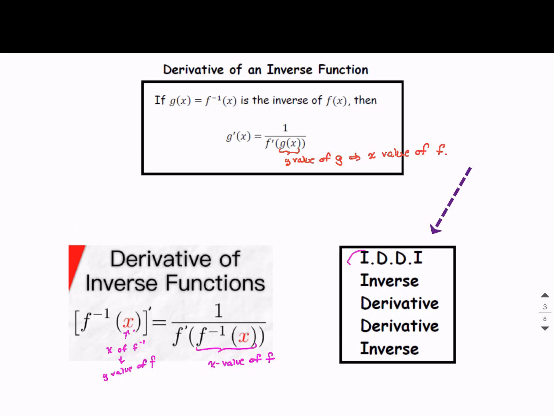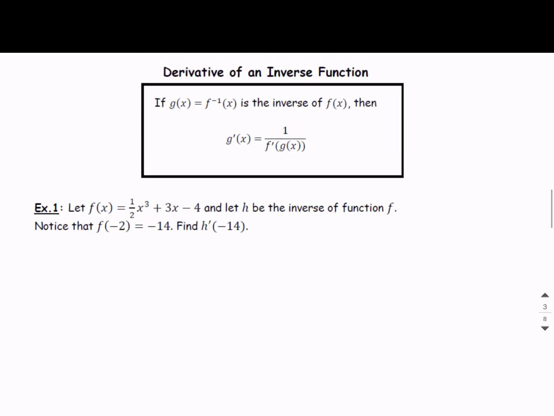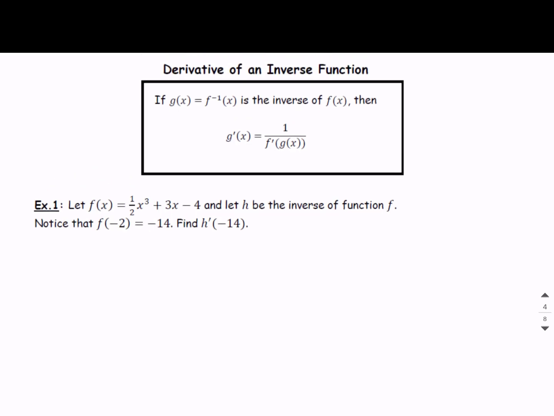Now there's a little acronym here, IDDI. It's the inverse, derivative, derivative, inverse. So if we have the inverse and we want the derivative, then it's 1 over the derivative of the inverse. So sometimes that helps people remember what to do. It's up to you whether or not you want to use that. But I would like to go back to that first problem and see what we can do with this, okay?